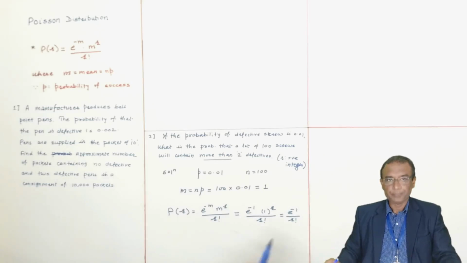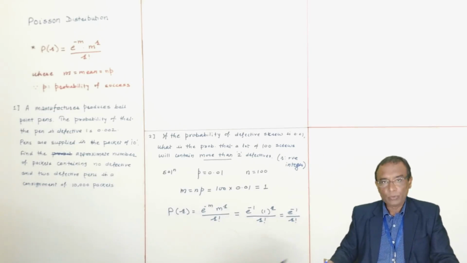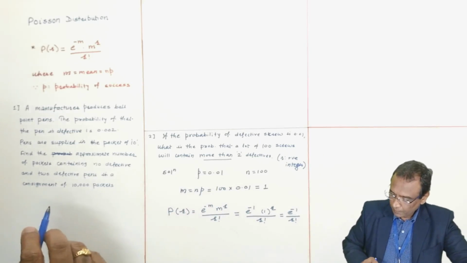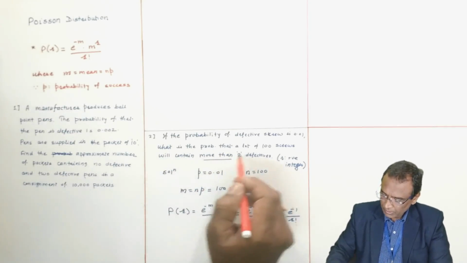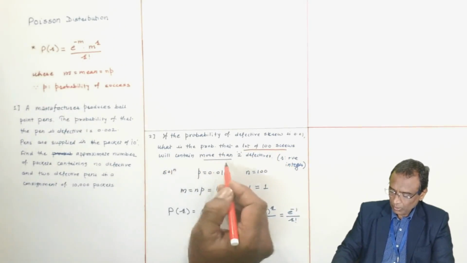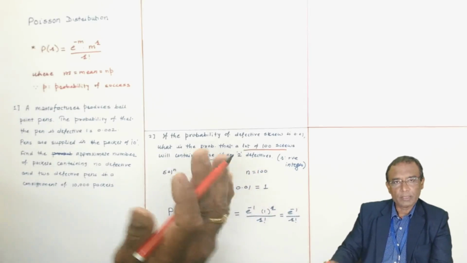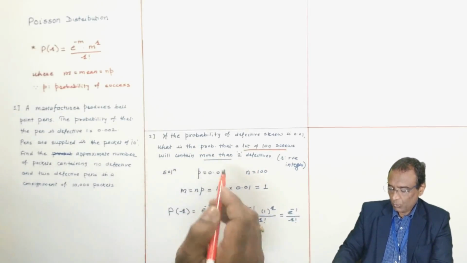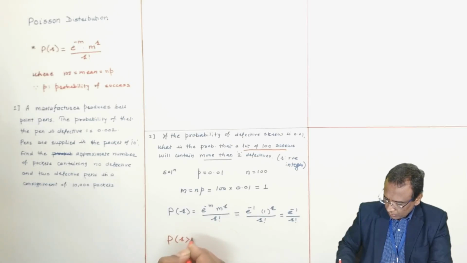Now e to the power minus 1 by factorial r. The P of r is known to you. What we have to find? We have to find the probability that, what is the question? What is the probability that in a lot of 100 screws will contain more than two defectives? Its probability we have to find. More than two defective means what? P of r greater than 2.